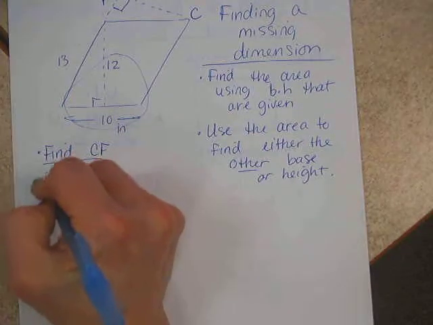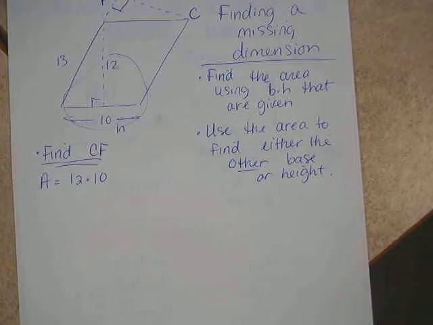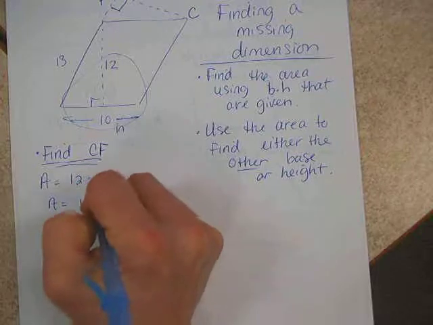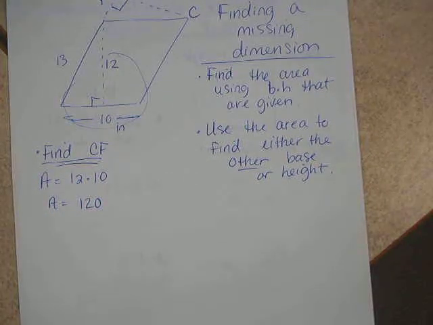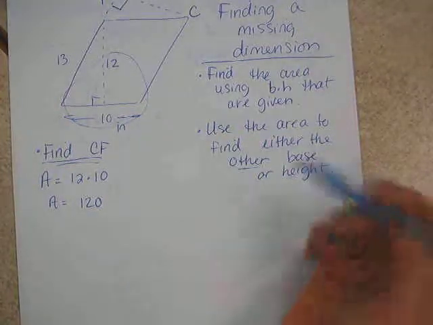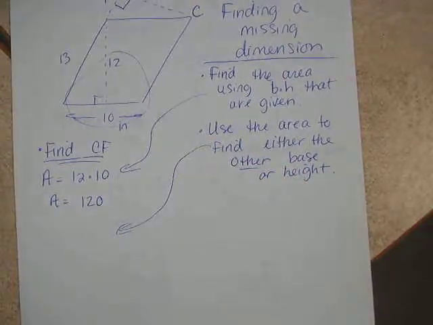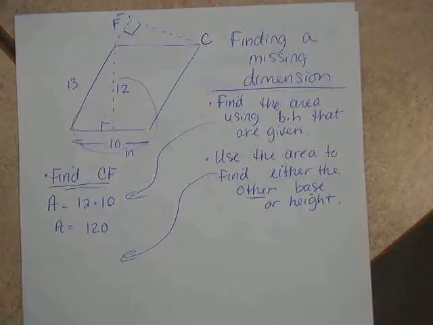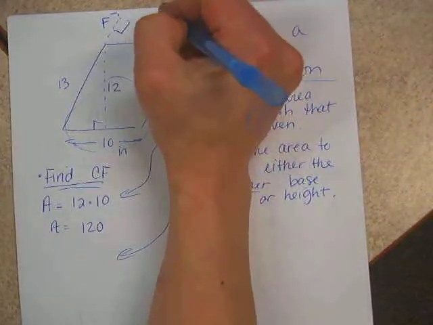So we would start with the base and the height that we know that are perpendicular. Okay, so we're actually going to start with that pair, and we're going to find the area of the figure. So the area equals 12 times 10. So that would be 120. So that's what we did there.